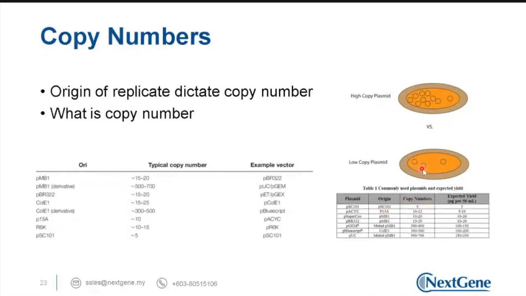Basically, copy number is the number of plasmids inside a host cell. Low copy number may only have like 15 to 20 copies of the plasmid inside a host cell. As for high copy number plasmids, with a high copy number origin of replication, we have around a few hundred copies of the plasmid inside the host cell.